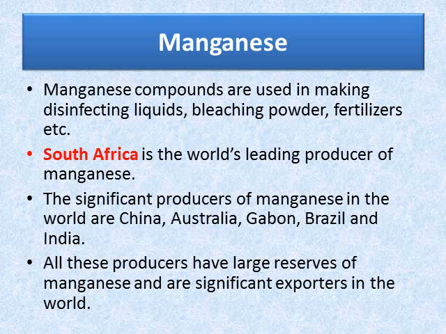Children, South Africa is the world's leading producer of manganese. The other significant producers of manganese in the world are China, Australia, Gabon, Brazil and also India. All these producers have large reserves of manganese and are significant exporters in the world. These countries have a huge reserve of manganese and they do export it to other parts of the world.